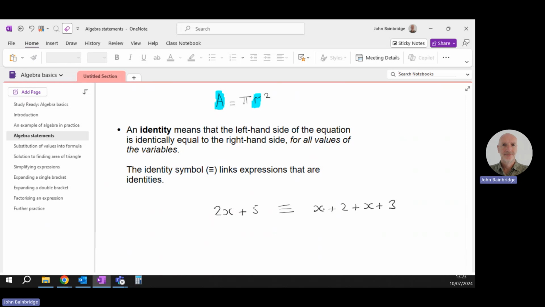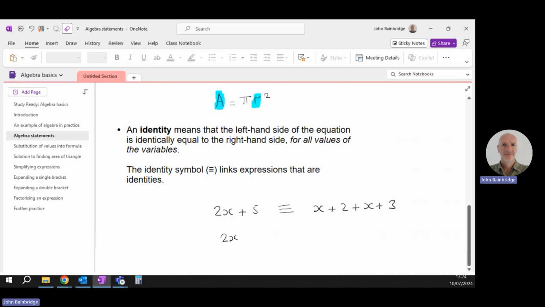So it means whatever value of x I put on the left-hand side, I get a value. If I put x equal to 2 into the left-hand side, I get 2 times 2 is 4, plus 5 is 9. And if I put 2 into the right-hand side, I'd get 2 plus 2 plus 2 plus 3, and that also equals 9. And it would be true for any value of x, and then it becomes an identity.